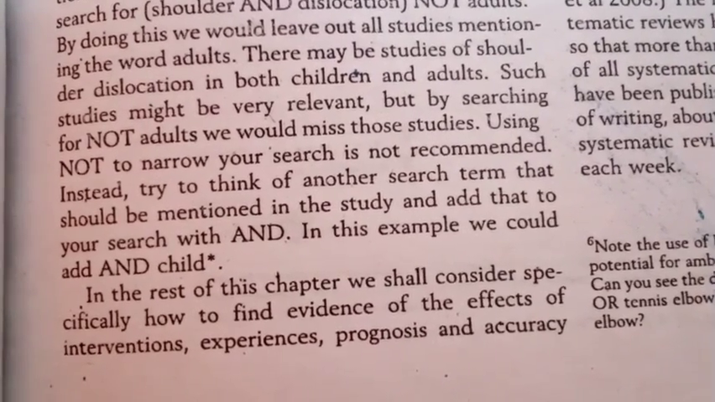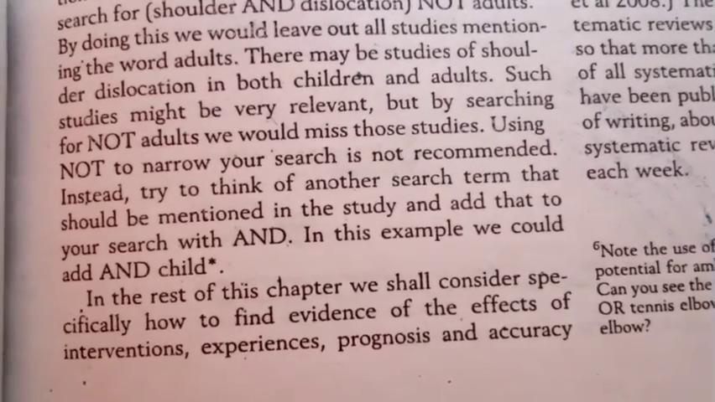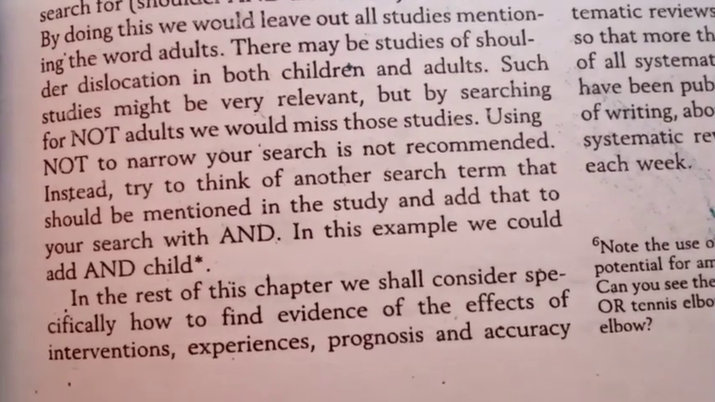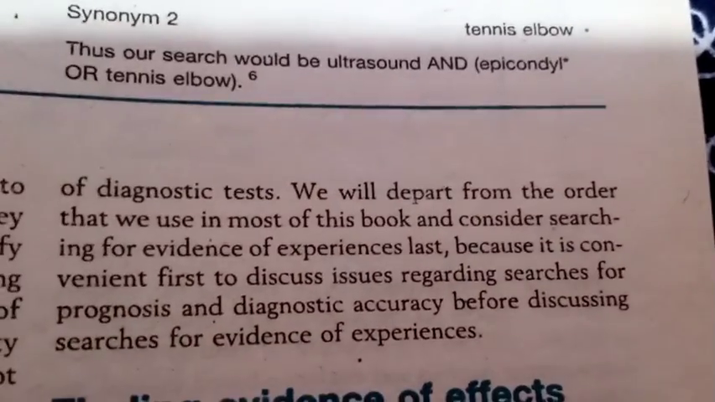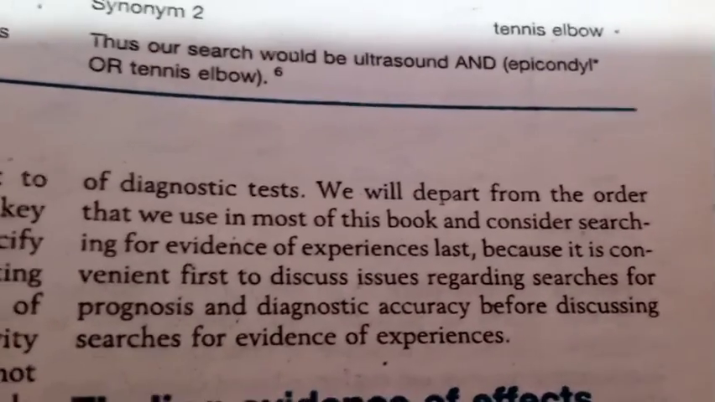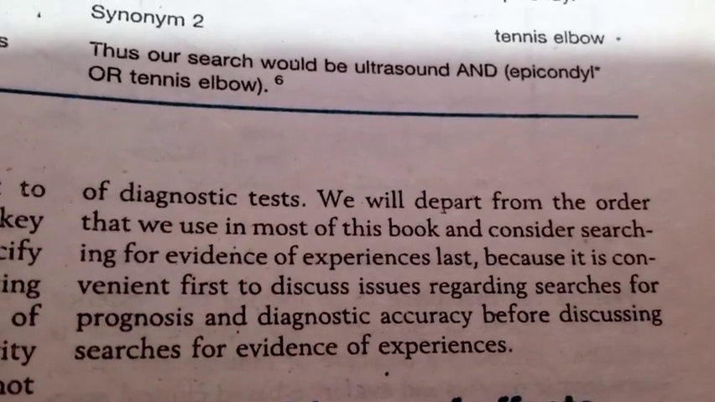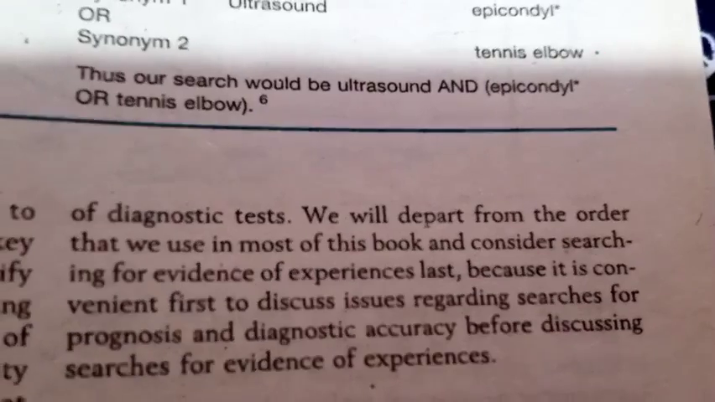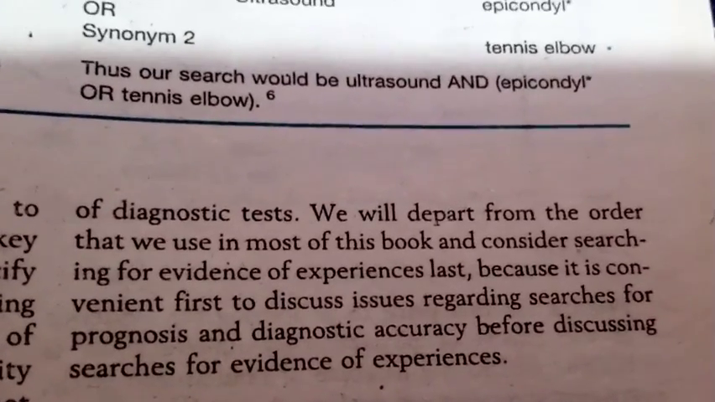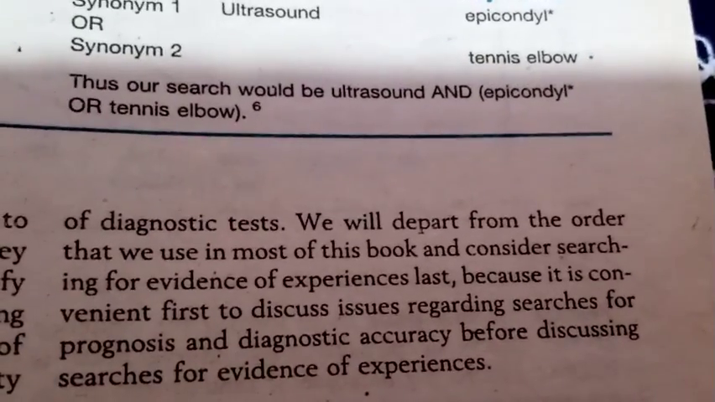In the rest of the chapter, we shall consider specifically how to find evidence of the effects of intervention, experiences, prognosis and accuracy of diagnostic tests. We will depart from the order that we use in most of the book and consider searching for evidence of experiences last, because it is convenient first to discuss issues regarding searching for prognosis and diagnostic accuracy before discussing searches for evidence of experiences.